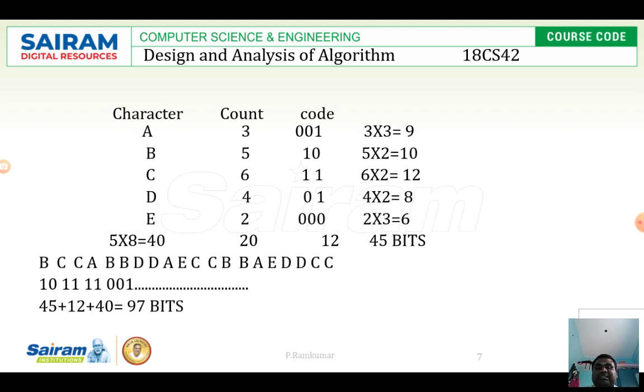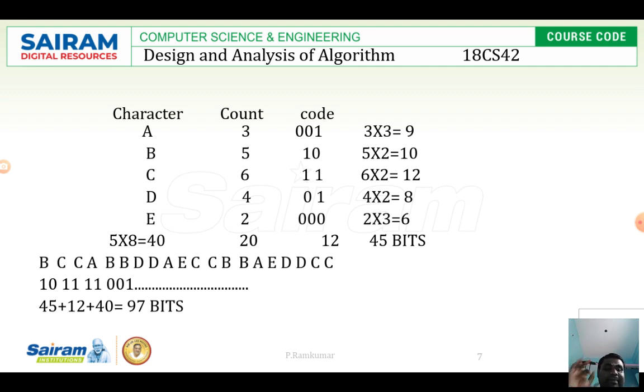So in the given text message, B can be represented as 10, C can be represented as 11, A can be represented as 001. Likewise, I can represent the entire message. So now I have to compute 45 plus 12 plus 40, only 97 bits alone are required in the case of variable size. Previously we discussed fixed size.